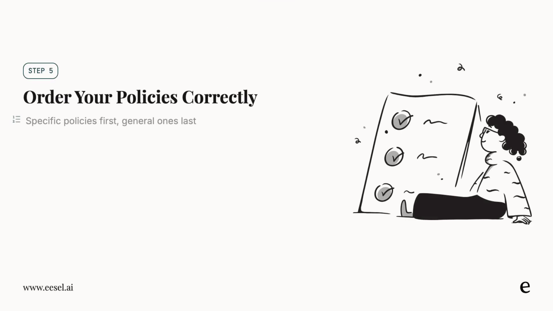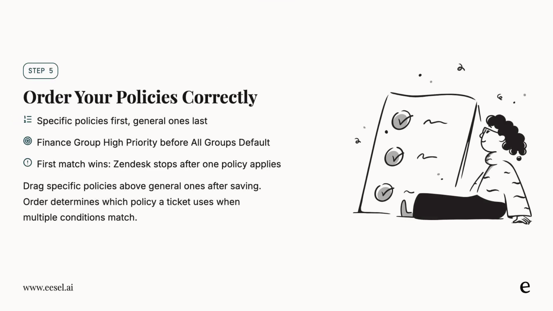After saving, drag your new policy into the correct position in the list. Zendesk reads policies from top to bottom, and the first one that matches a ticket is the one that applies. Specific policies like Finance Group High Priority need to sit above broad ones like All Groups Default.